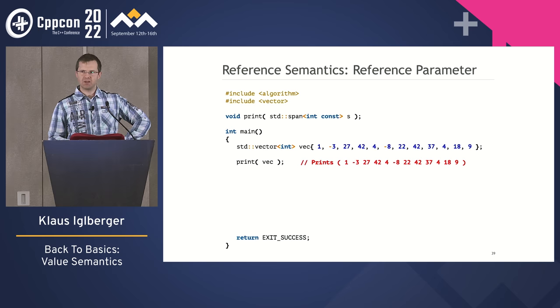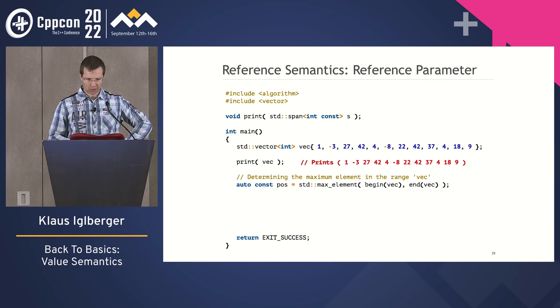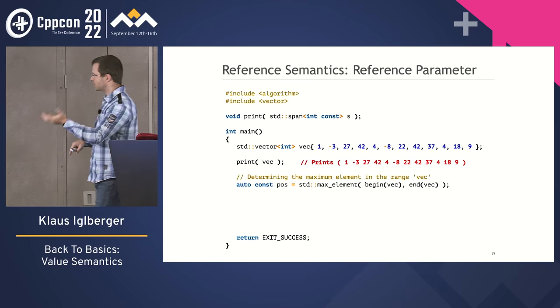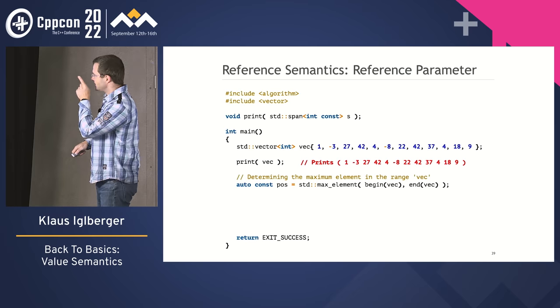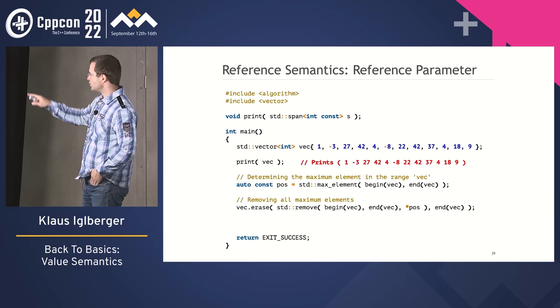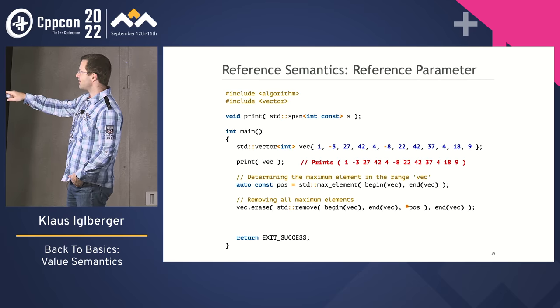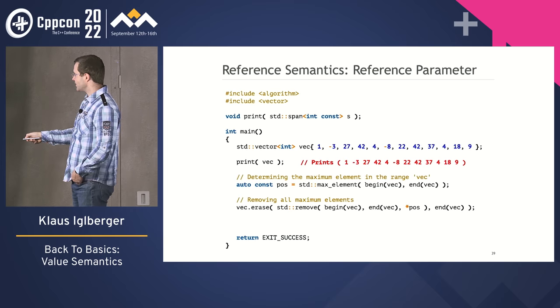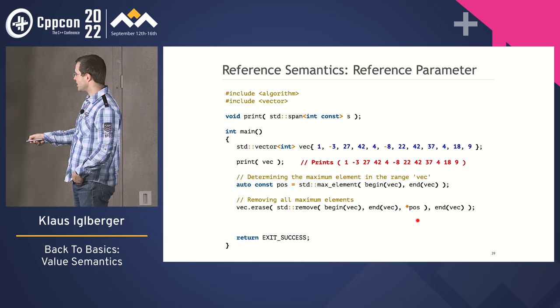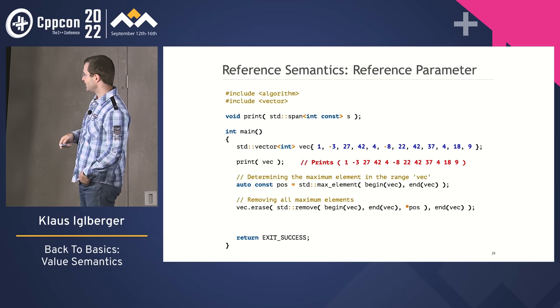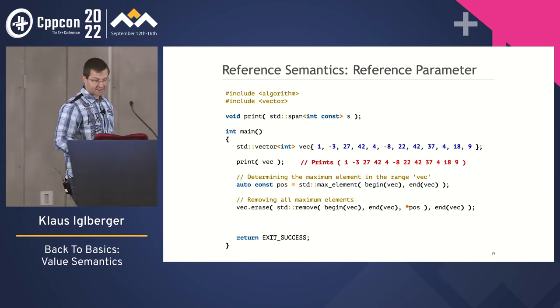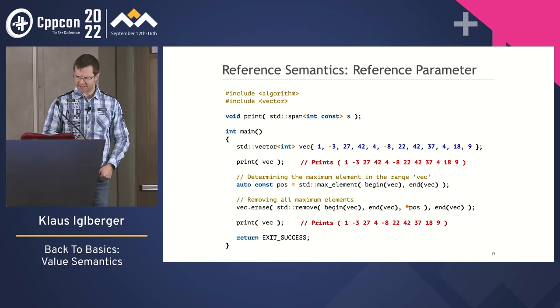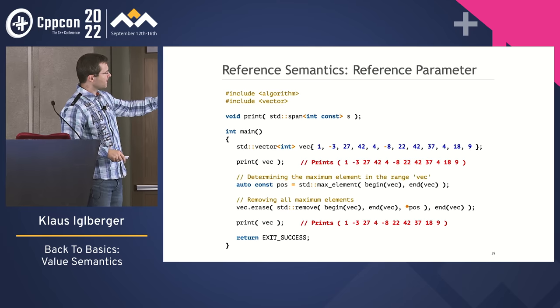And then we need actually to remove that. So the max element function returns the position of the maximum element. Great. And in this position, we simply get to remove and erase. Ah, the remove erase idiom. Removing all elements. And here is where the pass goes. Great. Now we print it again and get the sequence here.